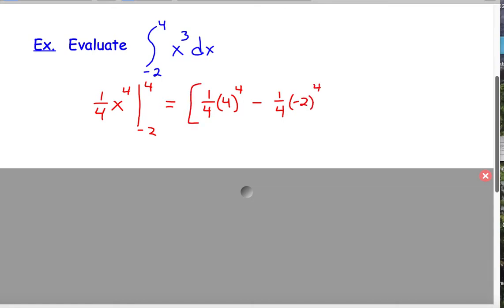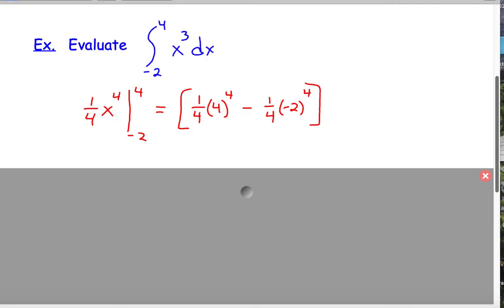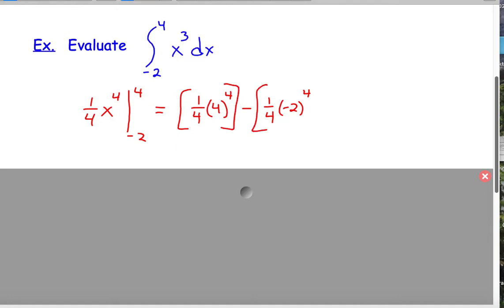Let me put some brackets here, although that's not necessary. I didn't mean to put them there. What I like to do is actually, there we go. I like to put brackets around it this way because as the antiderivatives get more complex, you're going to find that when you subtract, sometimes you tend to make some mistakes with terms that you're subtracting. So when we go ahead and work this out, what are we going to get?